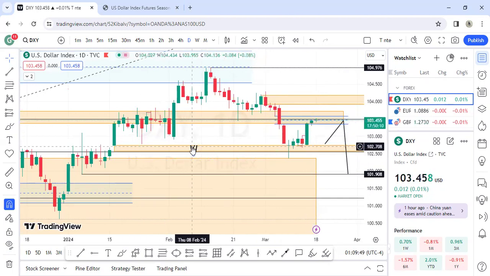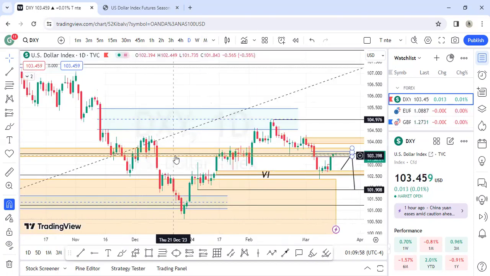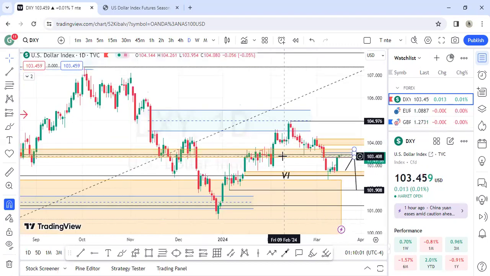So remember this volume imbalance type I pointed out here. You can see the good rejection from there, and you can see how price has gone up. And then we have this key level as well. Remember this key level, price finds it difficult to break, so we might see some sells here.